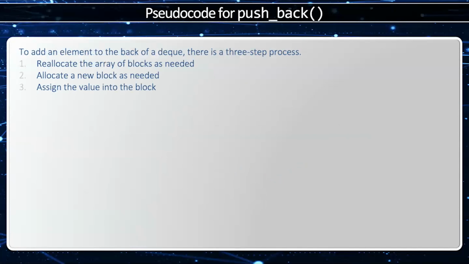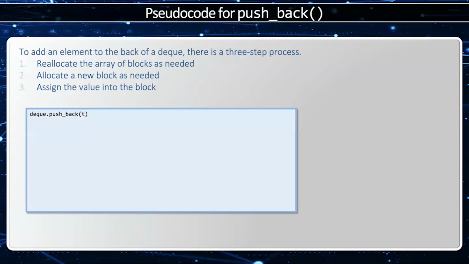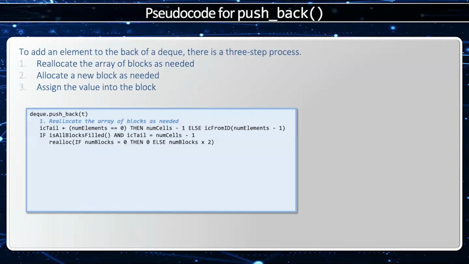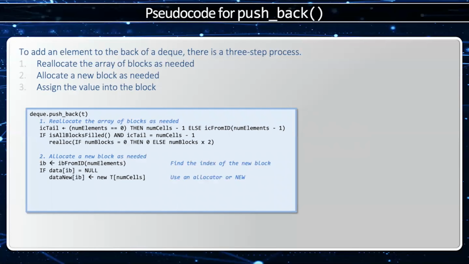Okay, so how do you push back? Well, it's a 3-step process. We reallocate the array of blocks as needed, then we allocate a new block as needed, and then we assign the value to the block. So first, I'm going to reallocate the array of blocks as needed. I'm going to figure out the cell index of the last element, and then I say, look, if all the blocks are filled and I'm at the end of my last cell, then I'm going to need to reallocate. After that's done, maybe I need a new block. So I'm going to find the block index of the last element.